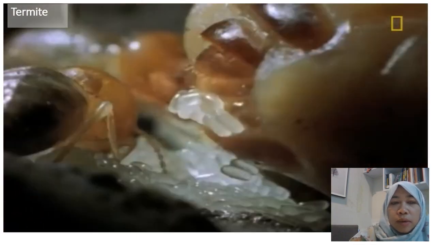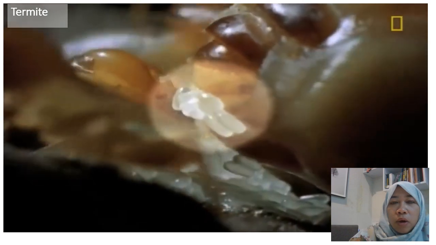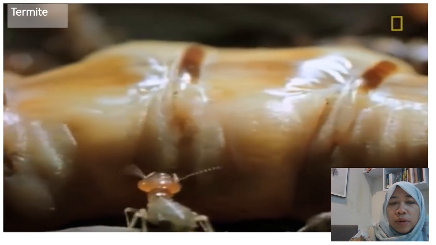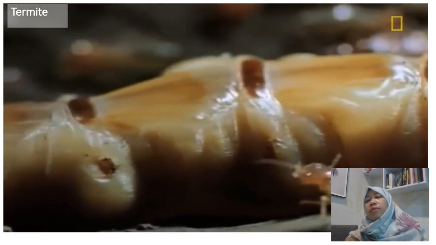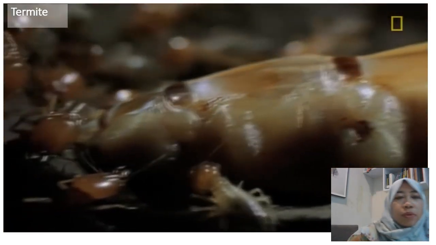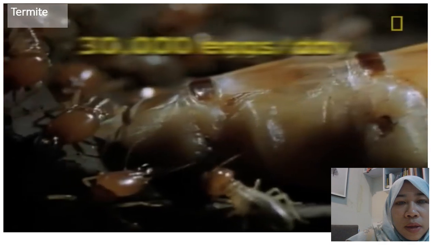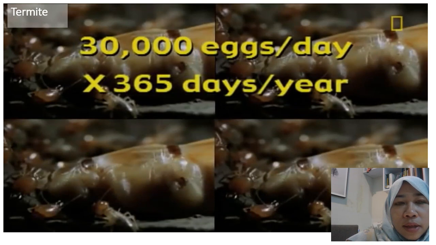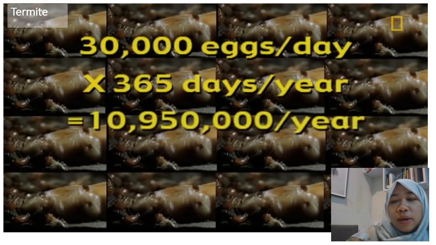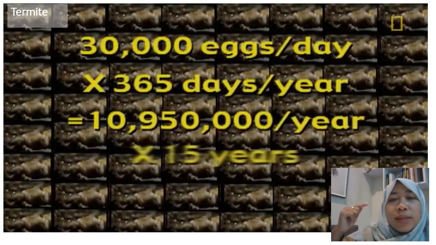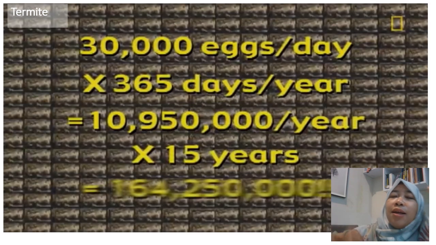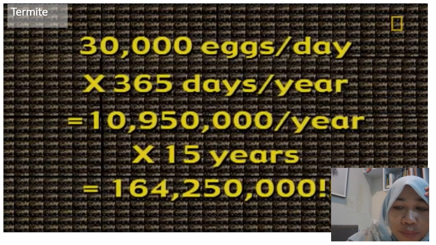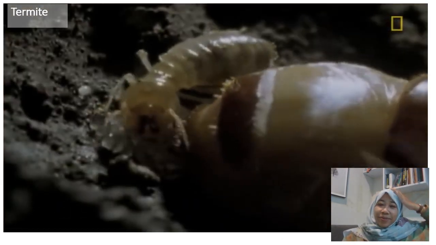How many eggs can this body produce? Yeah, how many eggs would you say this species produces? Maybe, I don't know, 1,000? A high-performance queen like this one can produce 30,000 eggs per day, times 365 days a year. Oh my god, this is a lot of eggs produced by this insect. 164,250,000 eggs in her lifetime. No wonder she needs so many attendants.